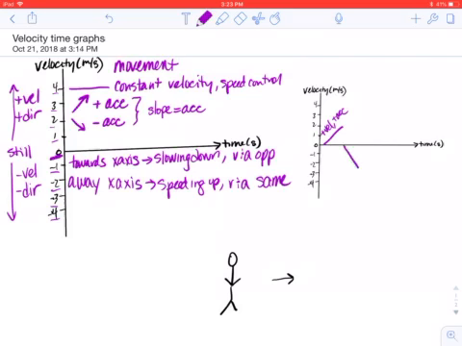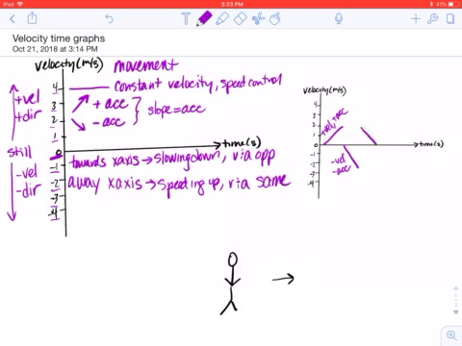Then I'll sometimes go down here. Well, you have negative velocity because you're below the x-axis. You have negative slope, so that means you have negative acceleration. Going away from the x-axis, you're speeding up, and velocity, acceleration have the same sign.